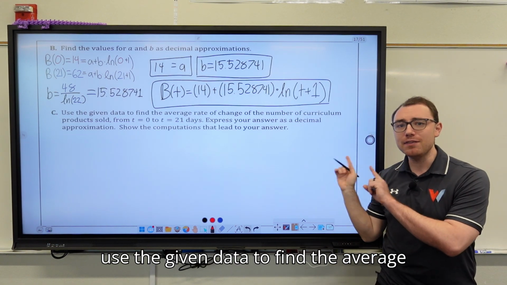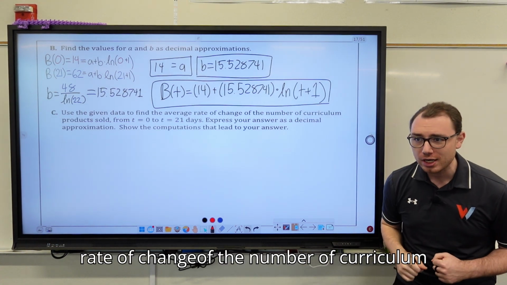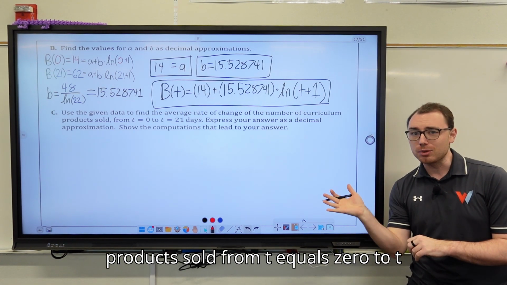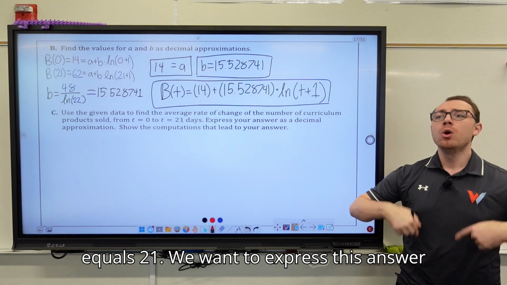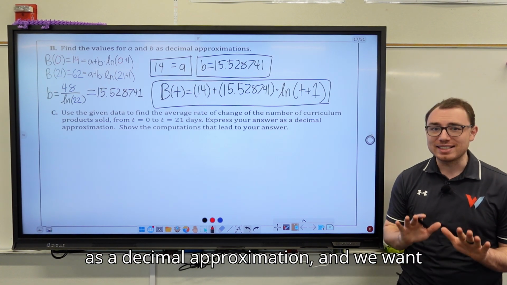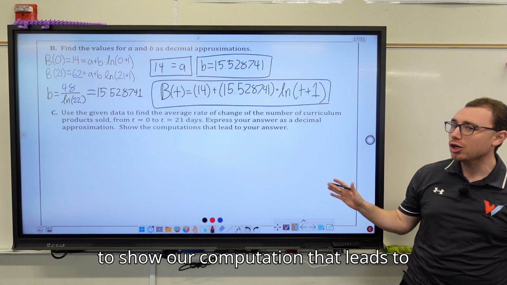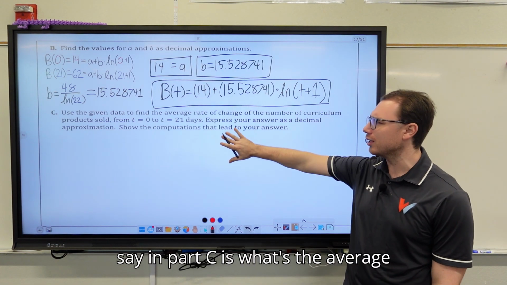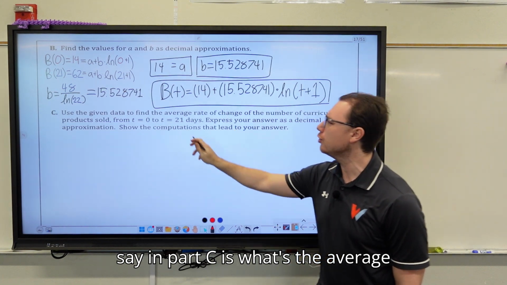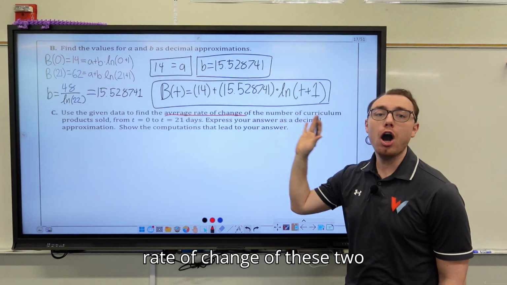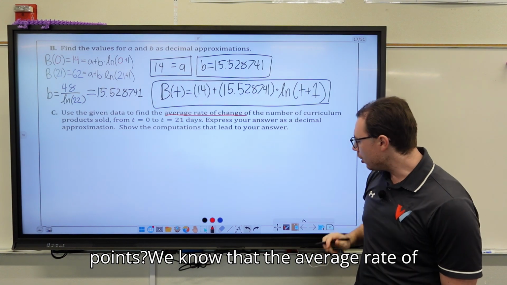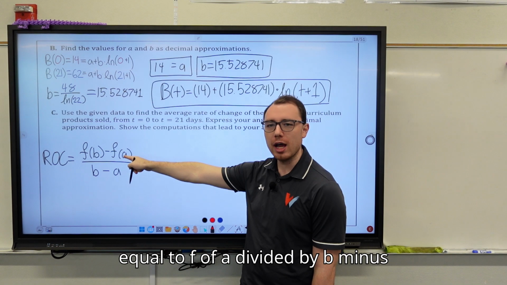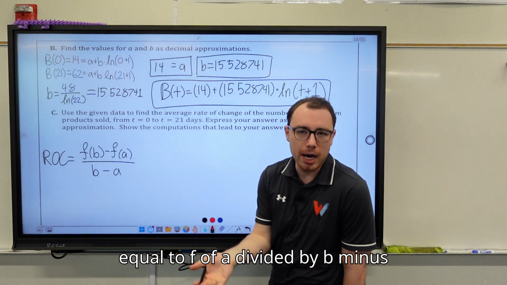We want to use the given data to find the average rate of change of the number of curriculum products sold from t equals 0 to t equals 21. We want to express this answer as a decimal approximation, and we want to show our computation that leads to this answer. Really, all we're trying to say in part C is what's the average rate of change of these 2 points. We know that the average rate of change equation is just f of b minus f of a divided by b minus a.